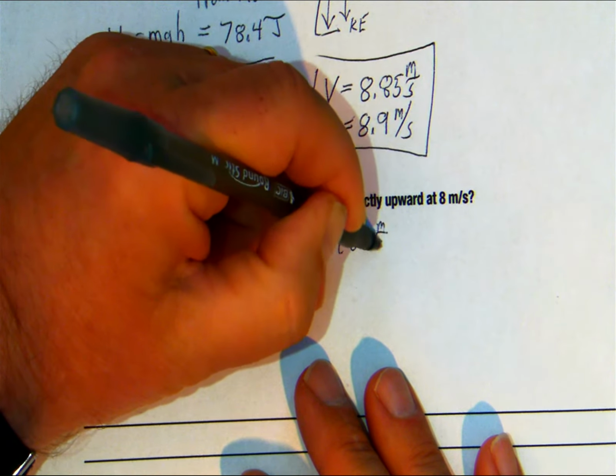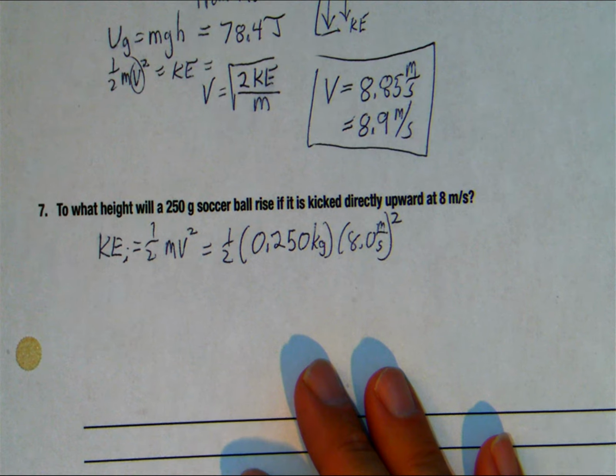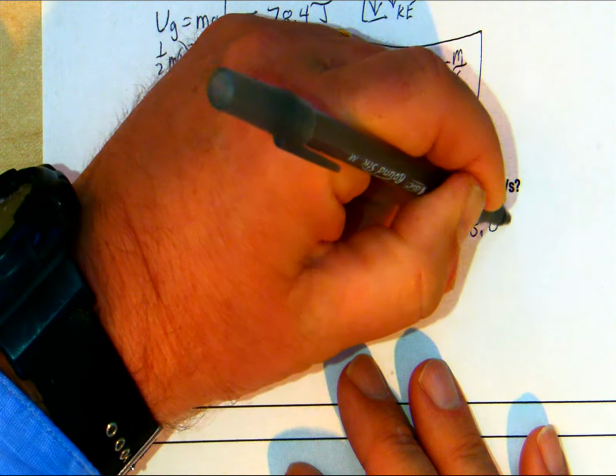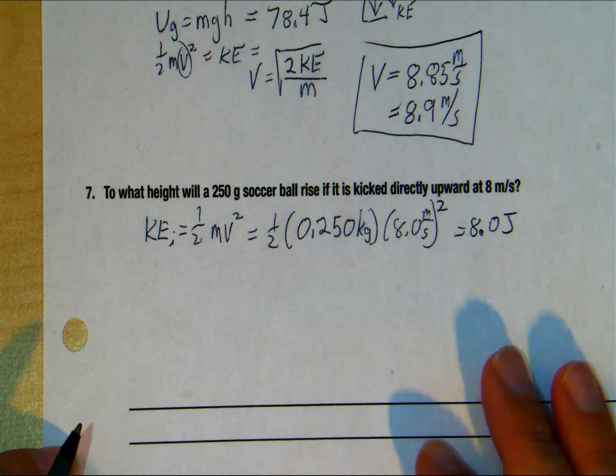8 meters per second squared is 64 meters squared per second squared. Half of that and a quarter of that will give us our answer. Or if you like, use the calculator. 1/2 times 0.25 times 8 squared, and we get 8.0 joules of kinetic energy initially.